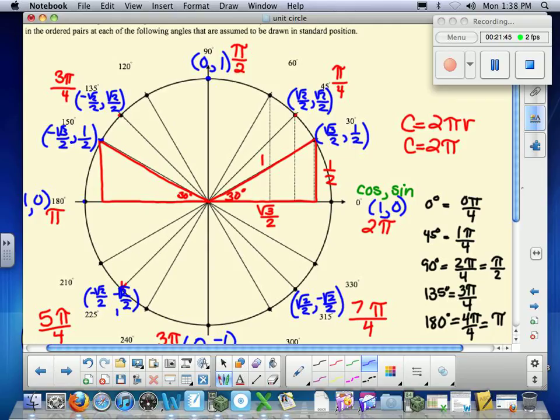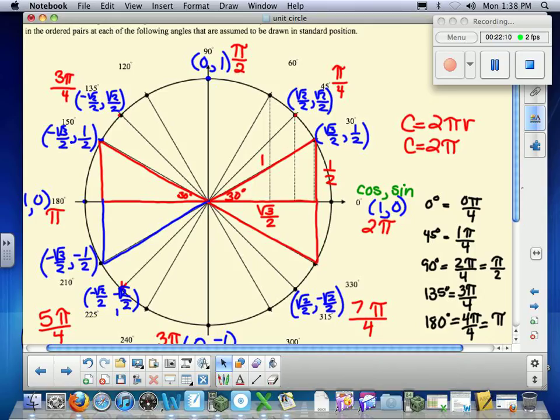All right, and then down here, 210 is our 30-degree angle. So what's our location this time? Well said. And then lastly, this 30-degree angle in quadrant 4.